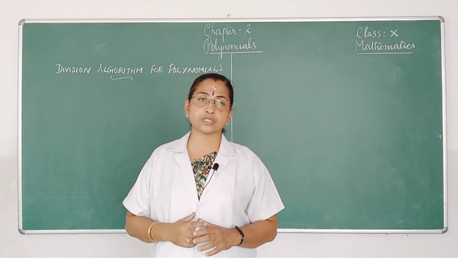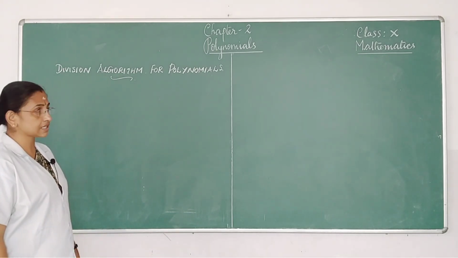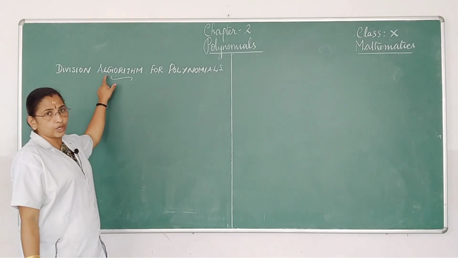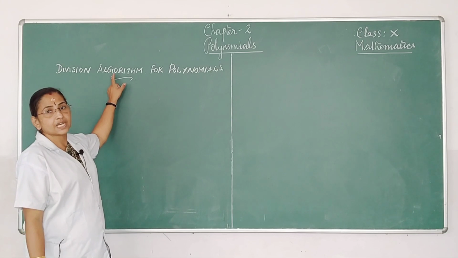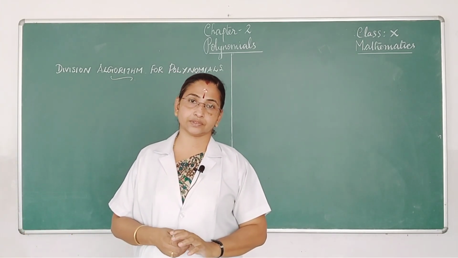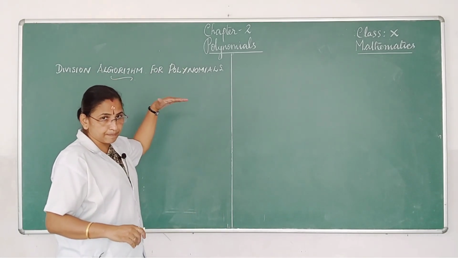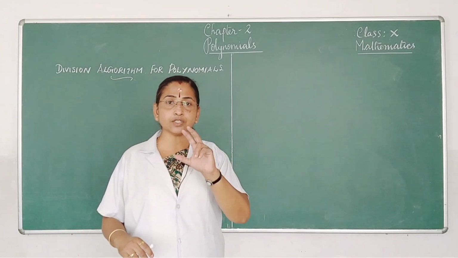Now we are going to study the division algorithm for polynomials. Do you know the term algorithm? Algorithm means a step-by-step method of doing something. Here, division algorithm means a step-by-step method of dividing two polynomials.